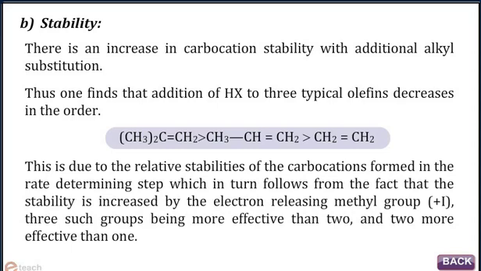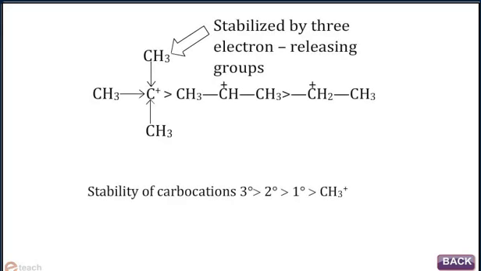This is due to the relative stabilities of the carbocations formed in the rate determining step, which in turn follows from the fact that the stability is increased by the electron releasing methyl group, plus I, 3 such groups being more effective than 2 and 2 more effective than 1. You can observe from the given structures that tertiary carbonium ion is stabilized by 3 electron releasing groups. Stability of carbocation: 3 degree is greater than 2 degree is greater than 1 degree is greater than CH3+.